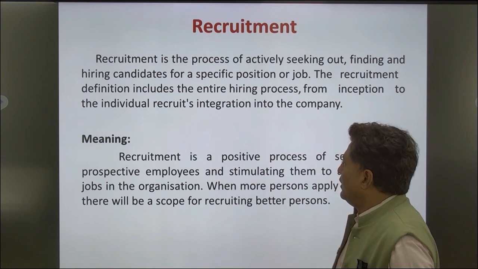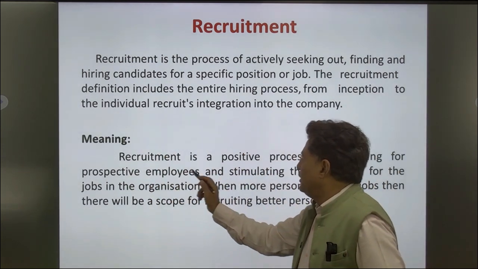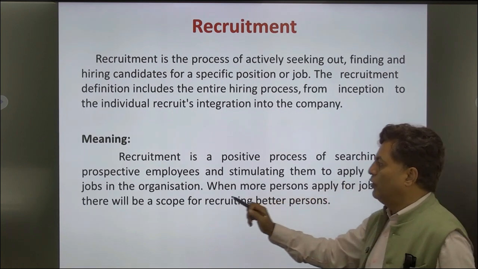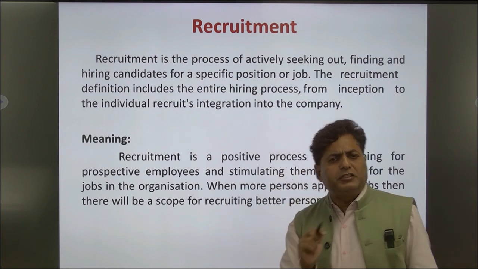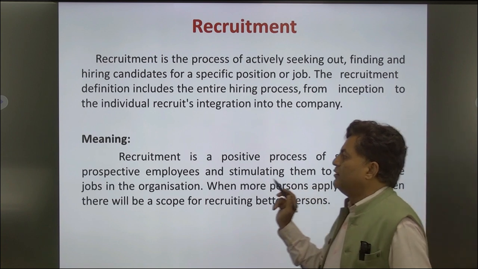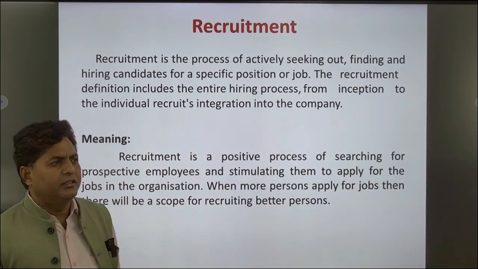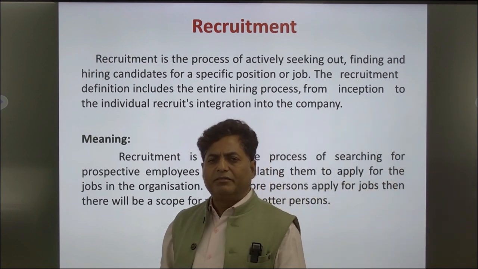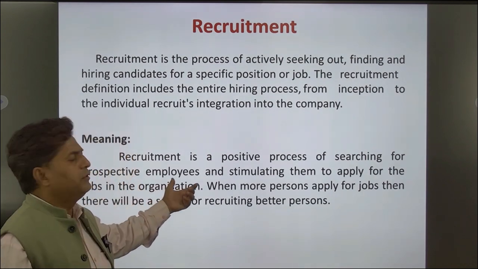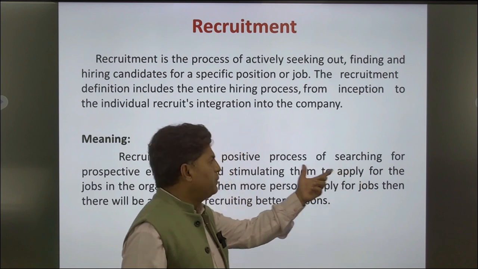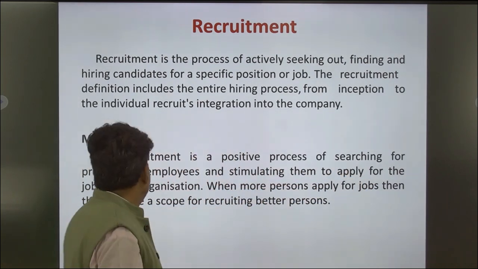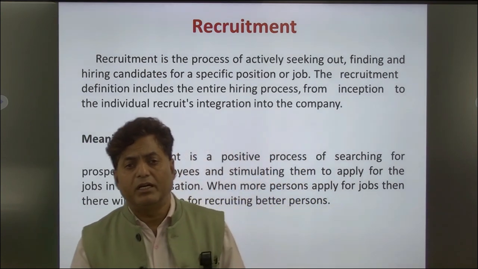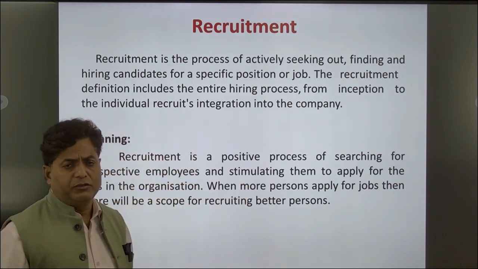What is recruitment? If we talk about the meaning, the term recruitment is a positive process of searching for prospective employees and stimulating them to apply for jobs in the organization. This is a positive process in which we are searching for prospective employees. In the labor market, there are so many people with different caliber, skill, knowledge and talent. But who will be the prospective employee of the organization? First of all, we search for those people and stimulate them to apply for jobs in the organization. Once we are able to identify the prospective employees, we stimulate them to apply.